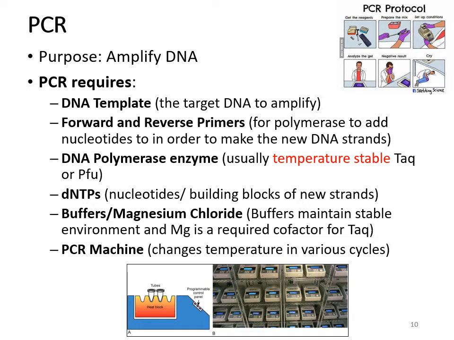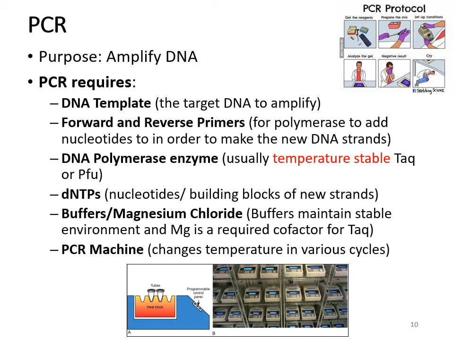And you may ask yourself, well, why would you want to do that? What scenarios? Well, it's important in things like crime scene investigation, paternity testing, evolution, diagnostic medicine. So you use it a lot in hospital labs as well. Now, in order to perform a PCR, there are various things you need. The first one is the DNA template. So basically the target DNA that you want to amplify.